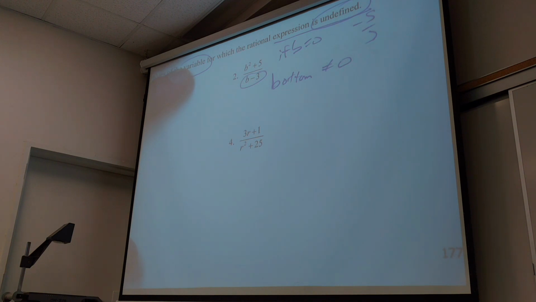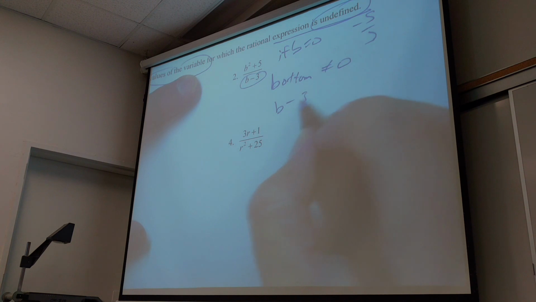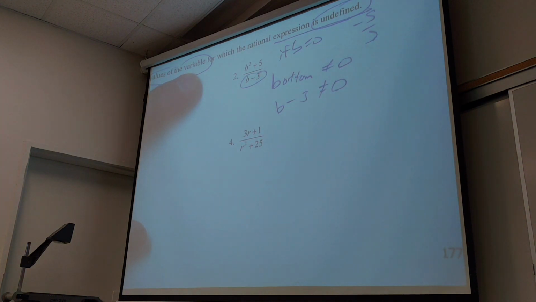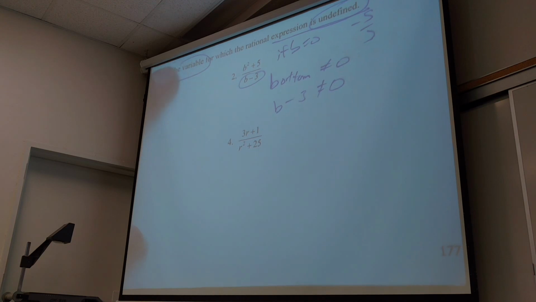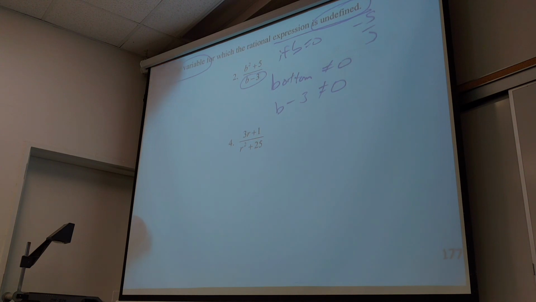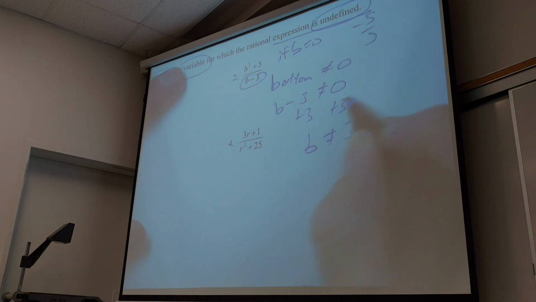Now, what is the bottom in this problem? B minus 3. Now solve for B. I know many of you can just look at that and tell, but just wait. We're going to get something that you can't just look at and tell. If you can, that's awesome, but this is really what you're doing. How do you solve for B? Add 3 to both sides. So what can B not be? B cannot be 3.